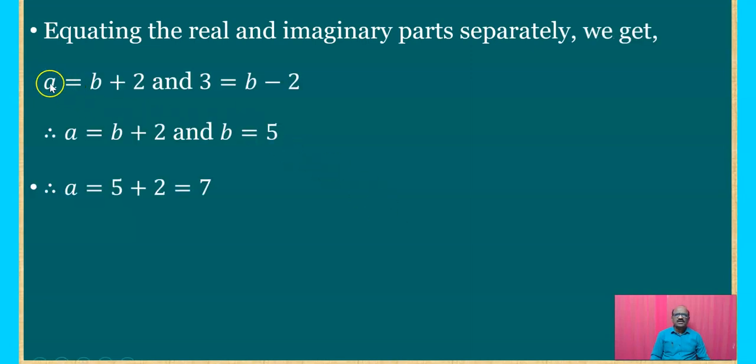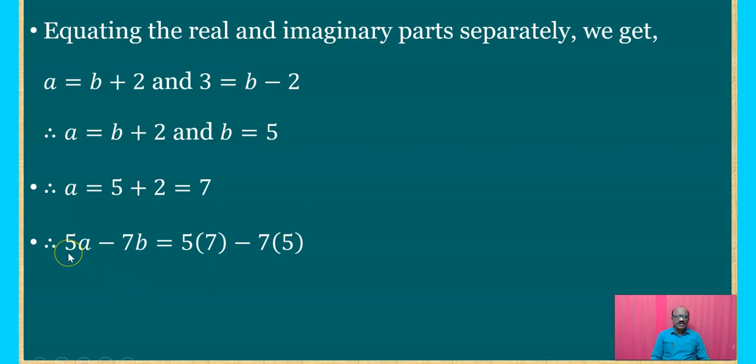Separately we get a is equals to b plus 2 and 3 is equals to b minus 2. Therefore a is equals to b plus 2. If you simplify this, then you will get 3 plus 2, which is 5. Therefore b is equals to 5. Substitute the value of b here, 5. Therefore a is equals to 5 plus 2, which is 7.